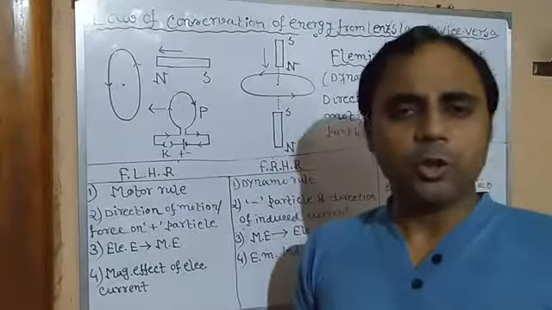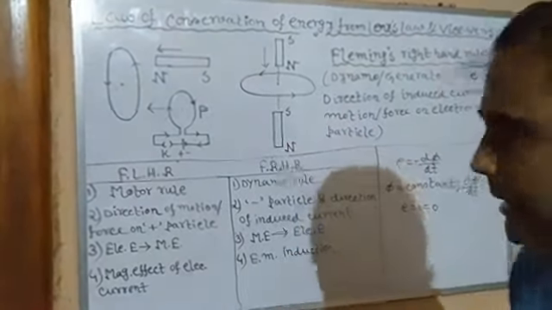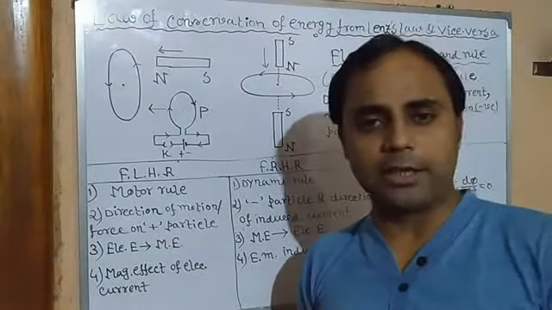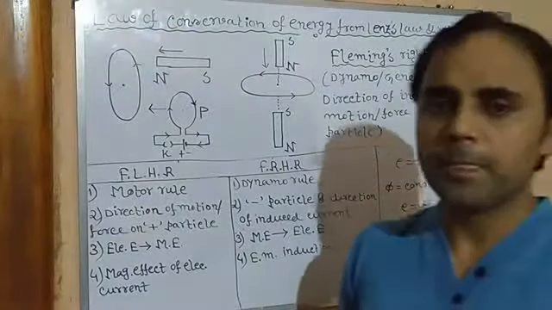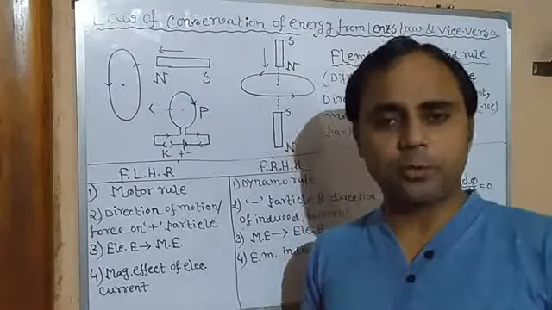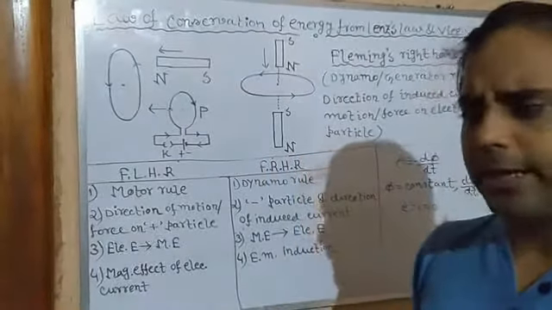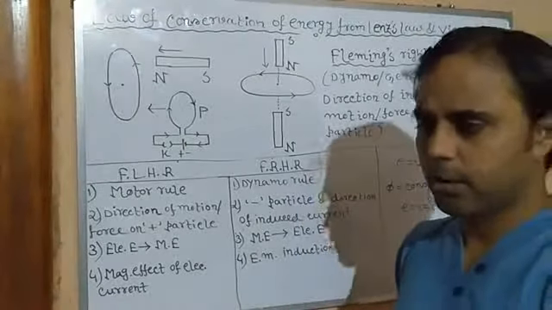So in the last video we saw the explanation of electromagnetic induction, that is, the reason for the creation of induced current in a closed conductor due to its relative motion in a magnetic field, through Faraday's three laws of electromagnetic induction. We also saw that the third law is also known as Lenz's law.